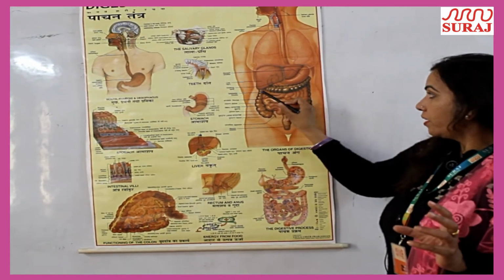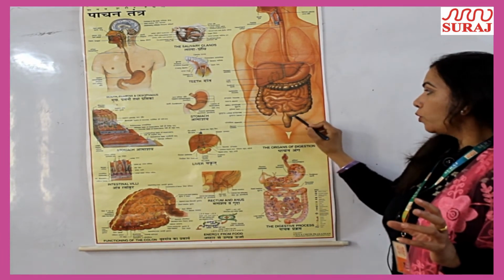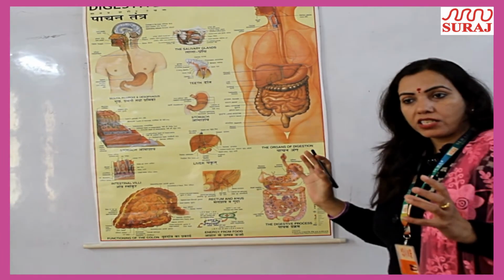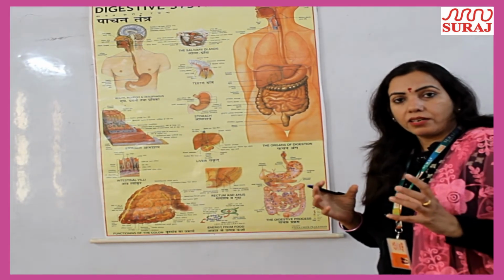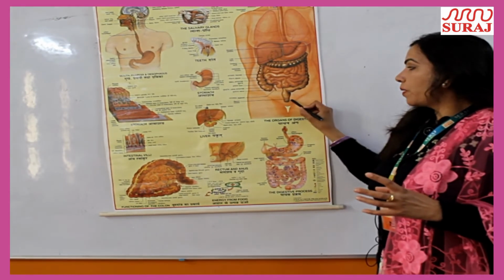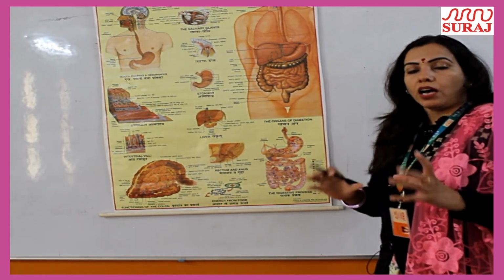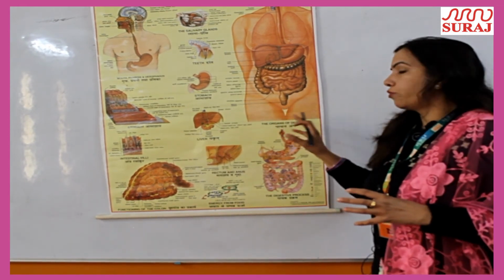Here is the ascending loop, this is the horizontal loop, and this is the descending loop. And up to here, all the undigested food reaches the rectum. Here in the rectum, this waste material is stored for some time, and after that the last part is the anus, through which the undigested food material, or you can say the waste material, exits the body.